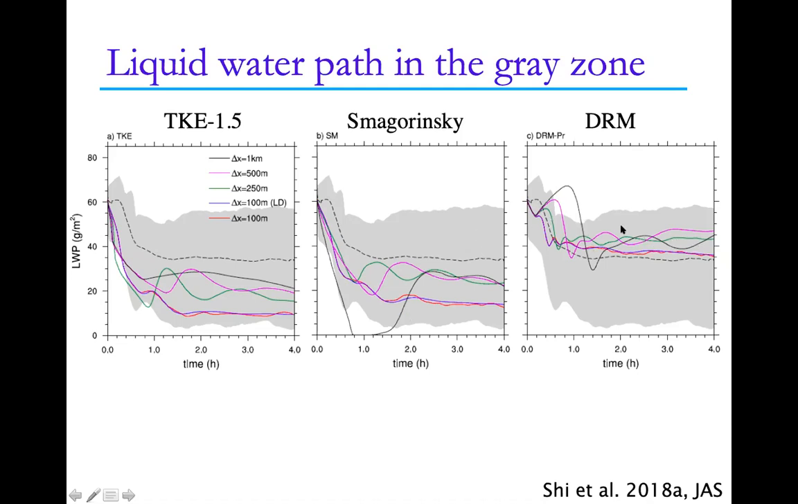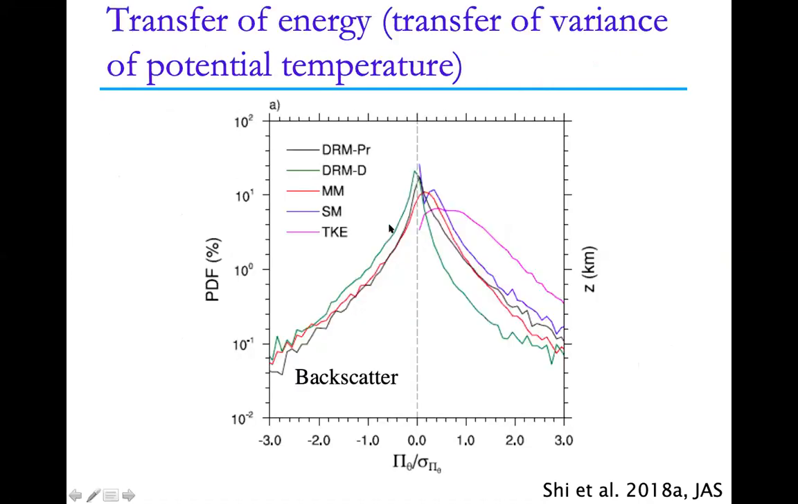Even at 1 kilometer resolution, of course, none of the models are perfect at 1 kilometer, but the DRM is able to maintain much more cloud water at that resolution. One of the reasons why we think the DRM is able to do a better job at these resolutions and even at the finer scales is because the DRM allows for backscatter of energy.